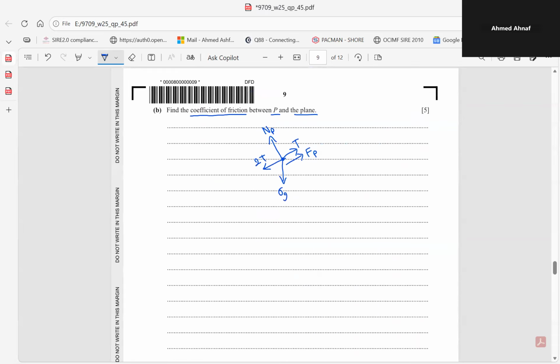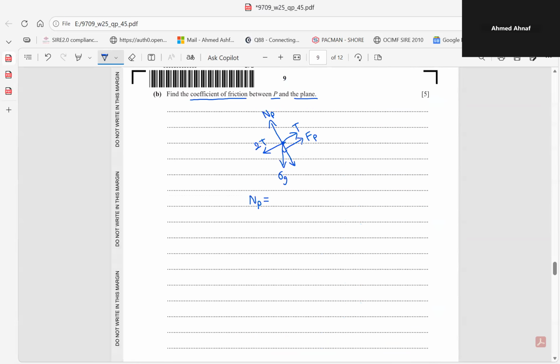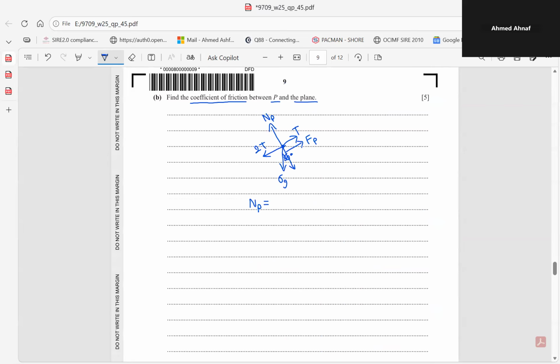All right, so yeah, now we can find out. Let's find out what NP is first. So NP is just the vertical component of the weight, and the angle here is 30 degrees. Okay. So this is just going to be 6G cosine 30 degrees.